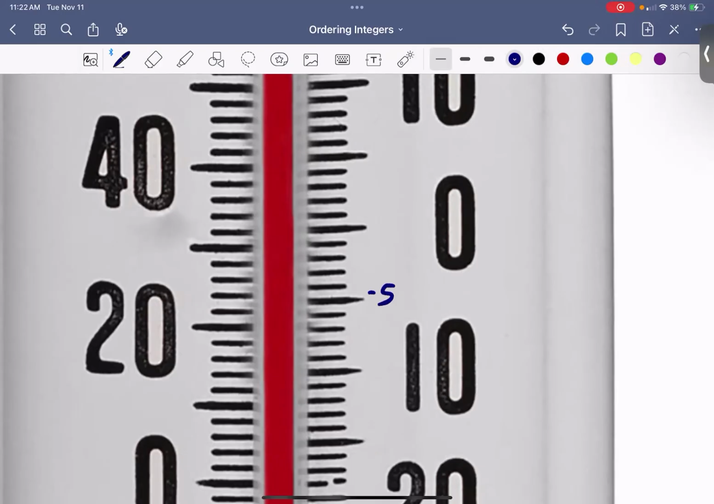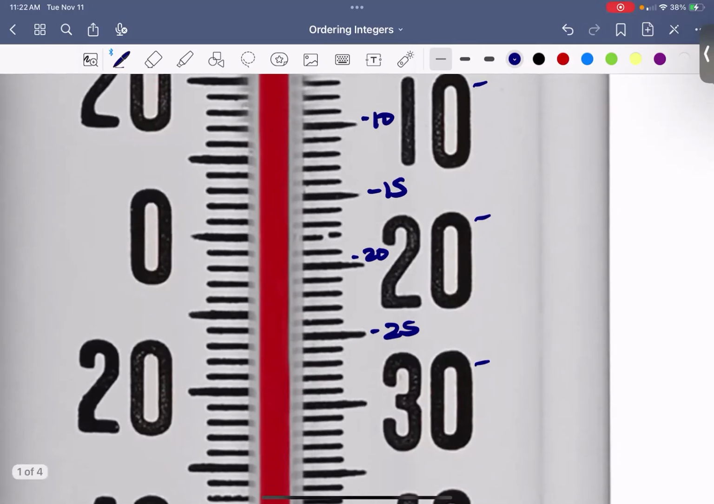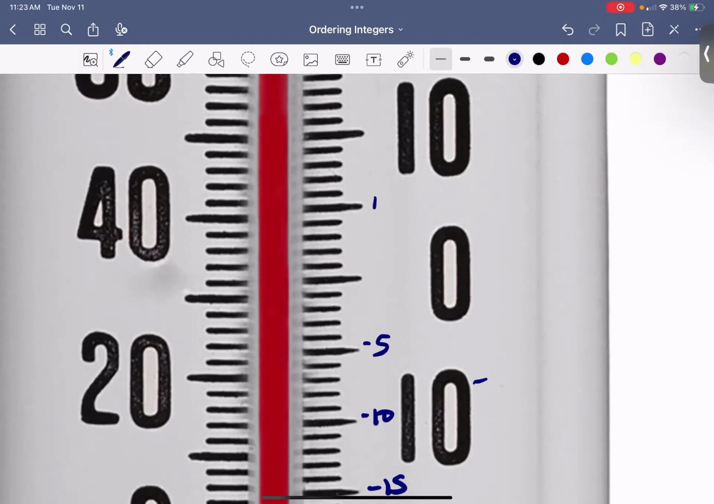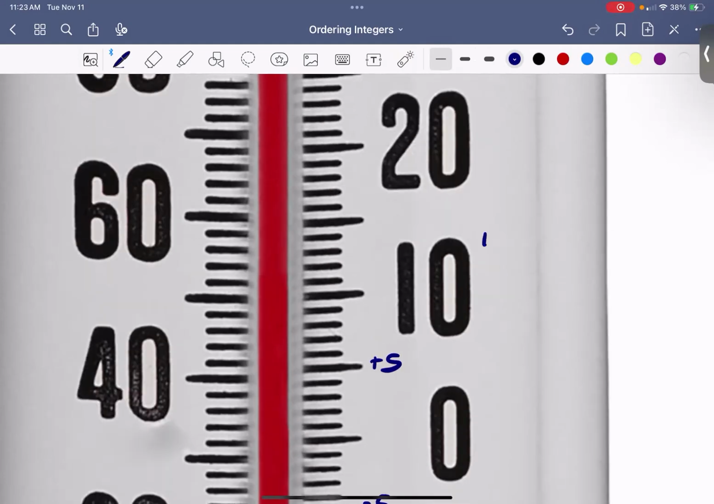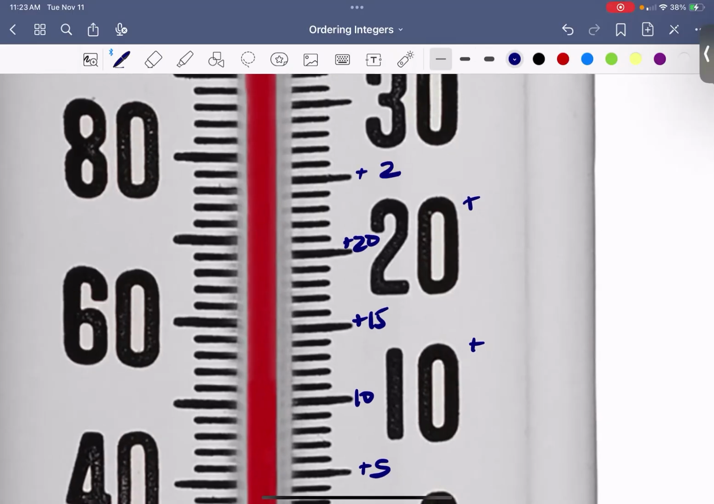-5, -10, -15, -16. Oh, -16. -20, -25. We can put the minus here if we want. And then every number, when we go past zero, will be positive. So this would be +5, +10, +15, +20, +25.